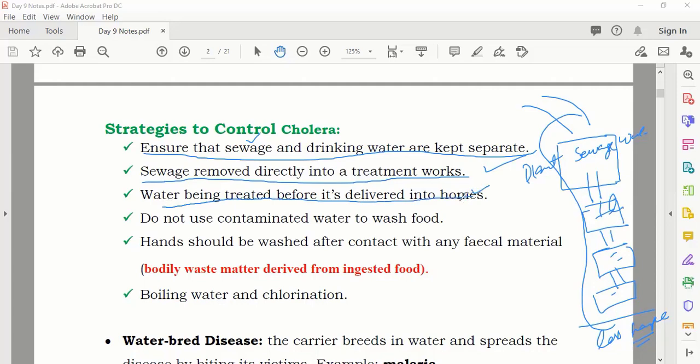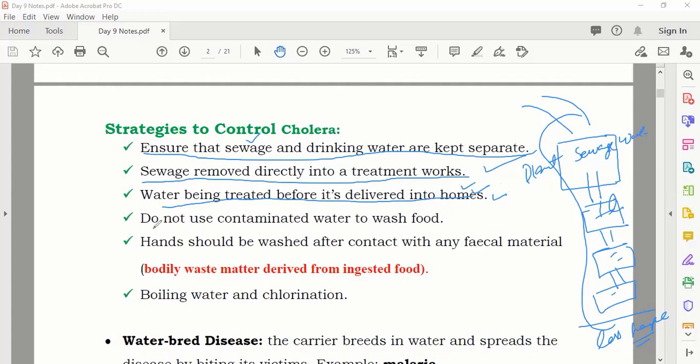They're saying that you should pass water through scientific procedures for its treatment, where you can remove all the germs, all the dirt, all the harmful things from the water. So water should be passed through treatment, and then it should be sent to the homes when you are sure that it is safe by all means.